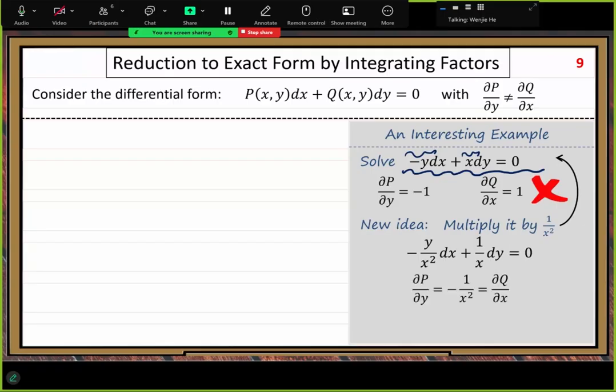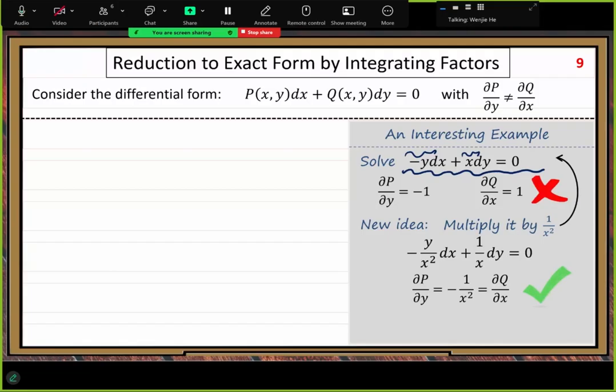Let's see. When we apply partial p over partial y, we get negative 1 over x squared. When we calculate partial q over partial x, we also get the same negative 1 over x squared. So this new form becomes exact. This time, we get an exact differential form, so we can use the total differential method to find the solution.